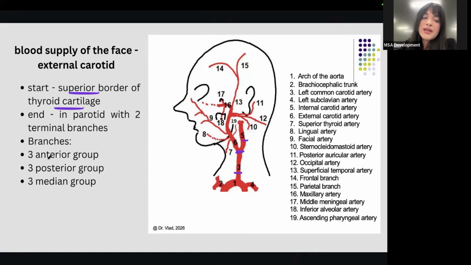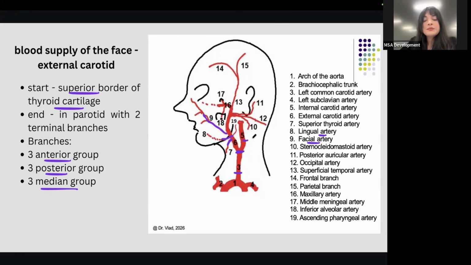So we have 3 anterior groups, 3 posterior groups, and 3 median groups. You don't need to memorize right now. We're going to go through this in detail, but I'm just going to say them. So this is external carotid number 6. Okay, it's going to give 3 anterior branches. So number 7, superior thyroid artery. Number 8, lingual artery. Number 9, look at that, so long.